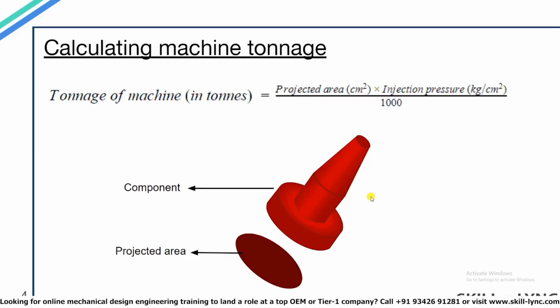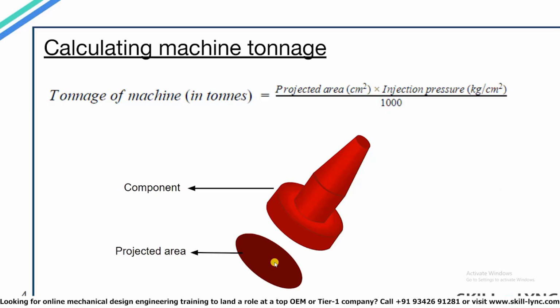The tonnage of the machine is calculated based on the formula: projected area multiplied by the injection pressure divided by 1000, where the projected area is in centimeter square and injection pressure is in kilogram per centimeter square. The projected area is the projected surface of the entire model along the tooling direction. Tooling direction is the direction along which your model is oriented and your core and your component will be moving.